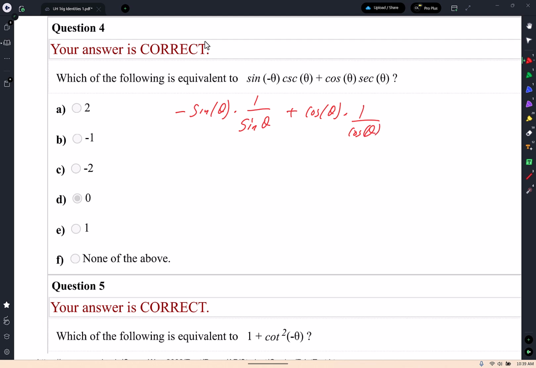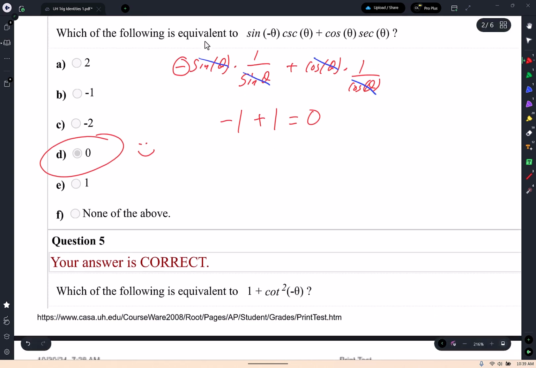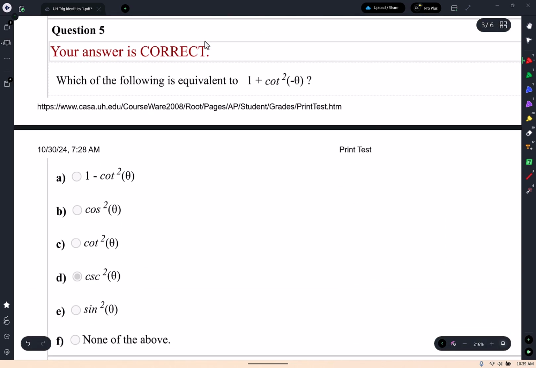Do you guys agree? All right, here we go. Notice these cancel out, but notice the negative in the front. So I'm going to say negative 1. And then again, these cosines cancel out again. And a plus 1. What's negative 1 plus 1? There you go. How do we feel? Okay.